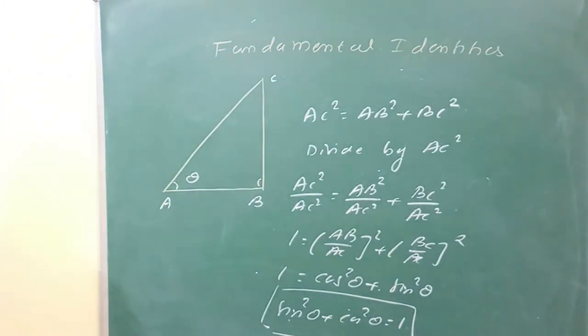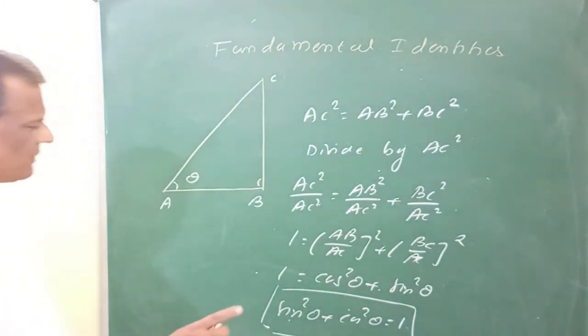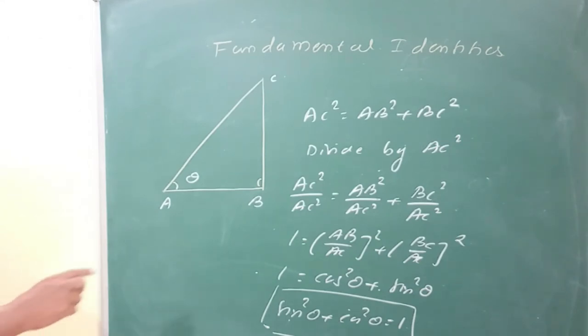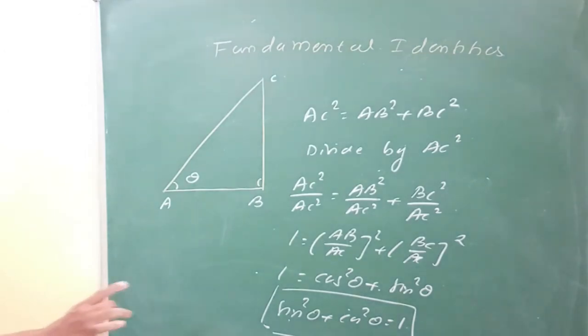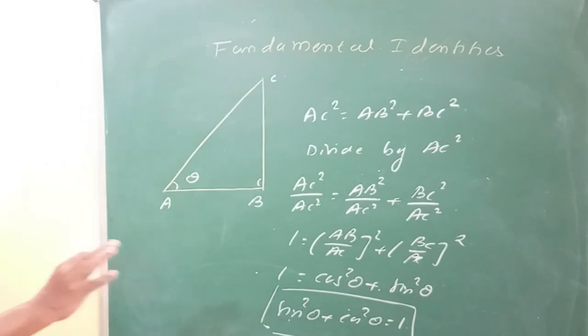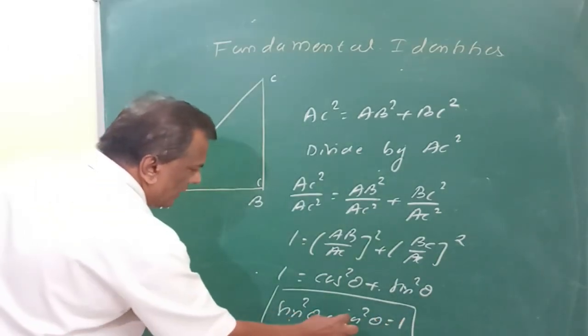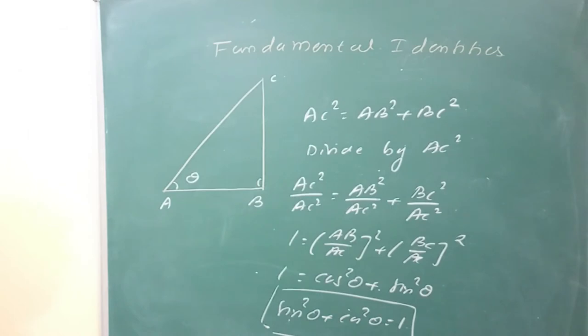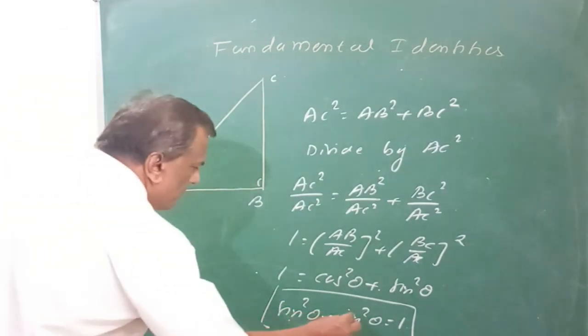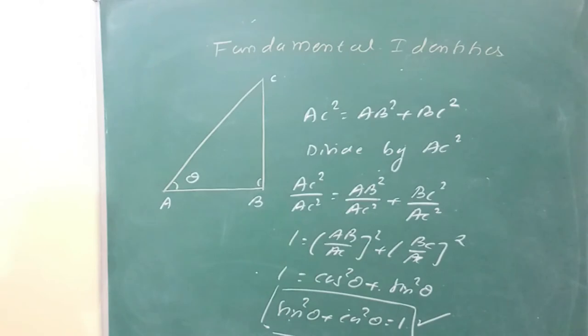Remember this. This is called the first fundamental identity. It is true for any angle theta. But don't write sine theta plus cos theta equal to 1. No, that need not be true for all the angles theta. Sine cube theta plus cos cube theta may not be 1, but definitely sine square theta plus cos square theta is equal to 1. From this you can say sine square equal to 1 minus cos square, or cos square equal to 1 minus sine square. They are the adjustments.